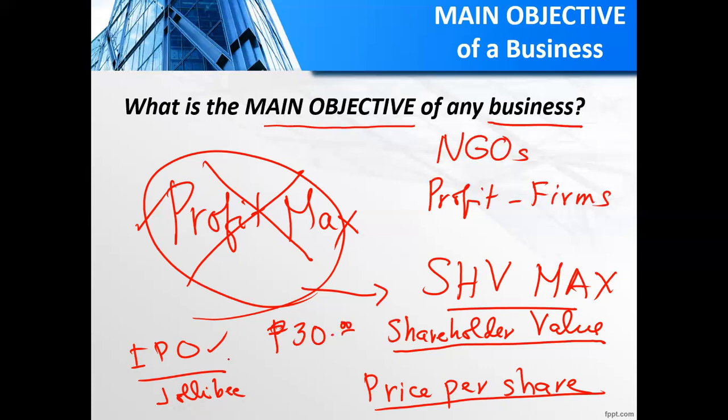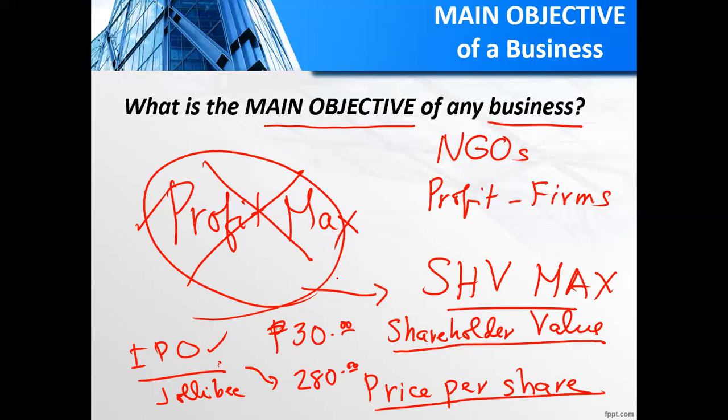Okay? After 10 years, after 20 years, after 30 years, the price became, let's say, 280 pesos per share. So this is what you call creating value for the shareholders. Hindi ito profit, guys, ha? Although may relationship yung profit at saka yung shareholder value. Pero magkaiba yun. No? Profit is different from shareholder value.